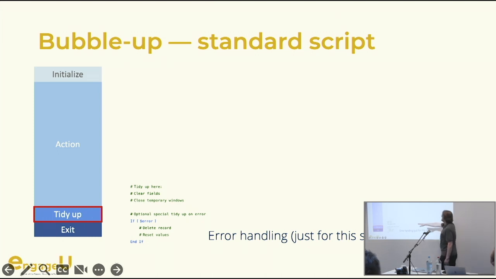Then you go to the tidy up block, and this is where the script basically resets any globals it's set, closes any temporary windows, and does anything else there. It may then have special steps it does on error, so that if it's creating a record, it knows that if there's been an error, it makes sure it has reverted or deleted any records. So it's tidying up in normal circumstances and tidying up if it's encountered an error.